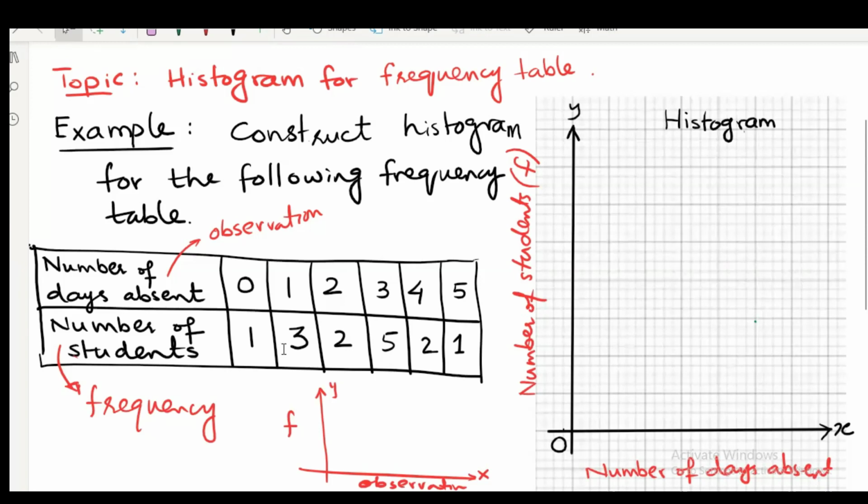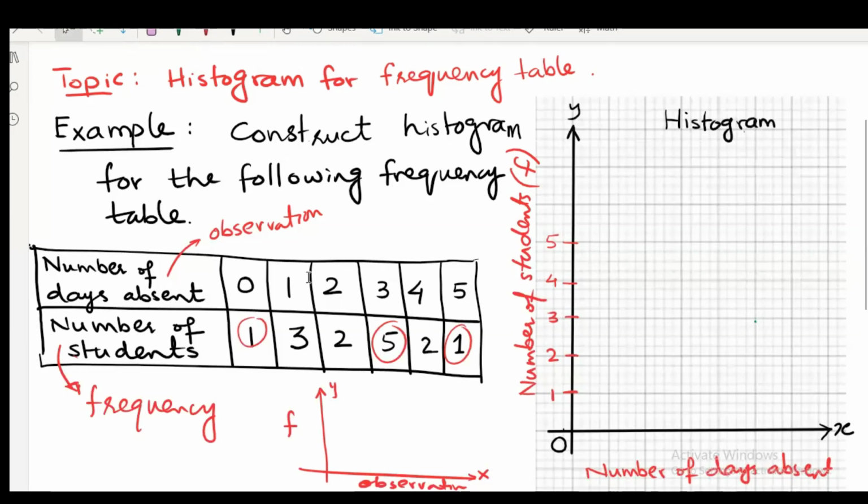So on the y-axis, I'm going to write 1. The lowest value is 1, and the highest value is 5. So 2, 3, 4, and 5. Lowest value is 1 here, and the highest value is 5. So I'm going to distribute the y-axis 1, 2, 3, 4, and 5.